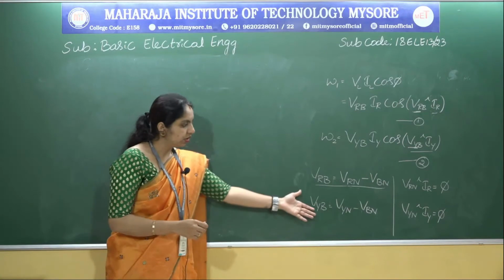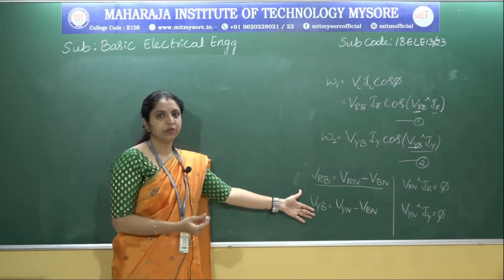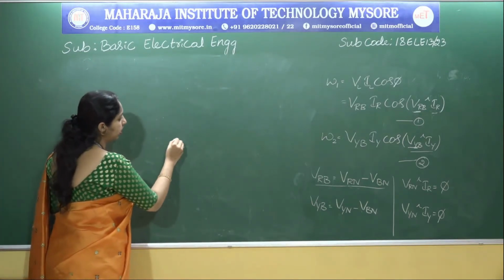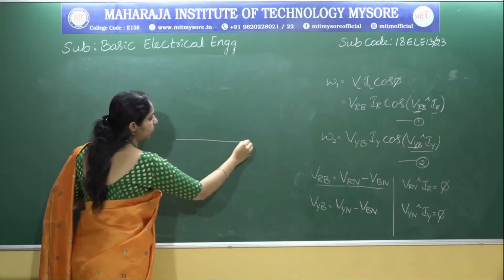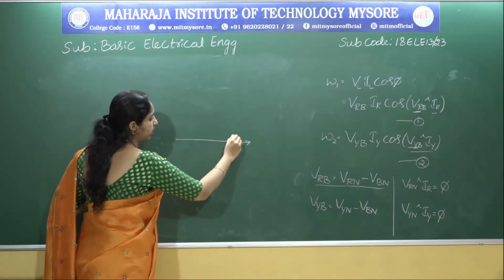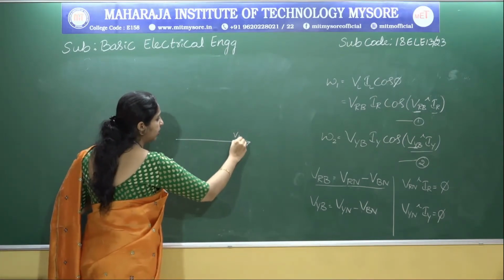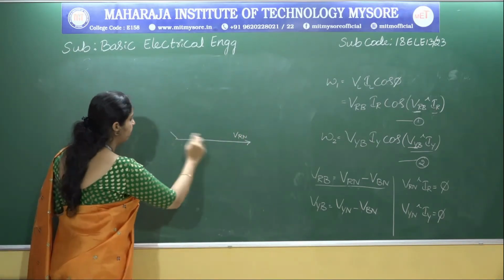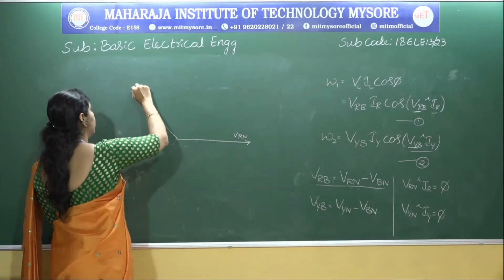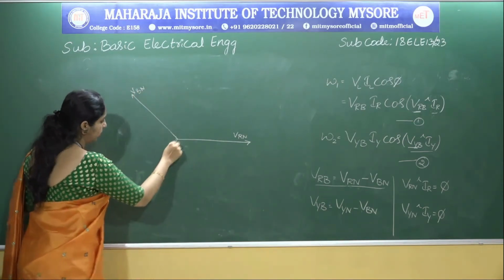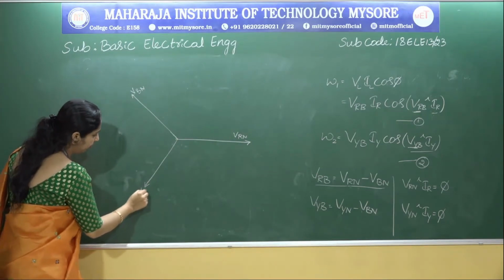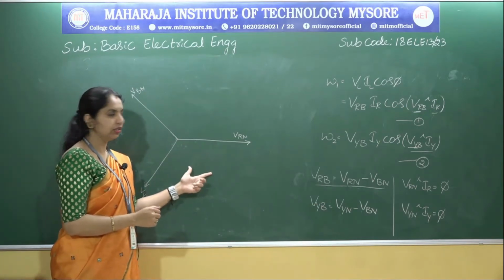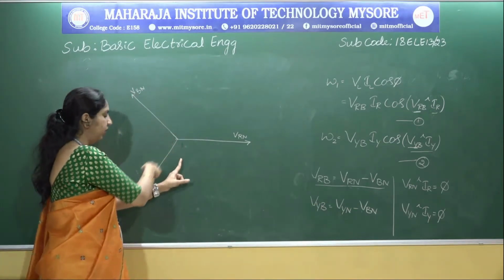So now, based on these equations, we are going to see the phasor diagram. You are already familiar with drawing the phasor diagram. Always we should start with the phase values. Let us consider this as VRN initially. So initially we have VRN and VBN, and another one is VYN. These three are the phase voltages, isn't it? So VRN, VBN and VYN.